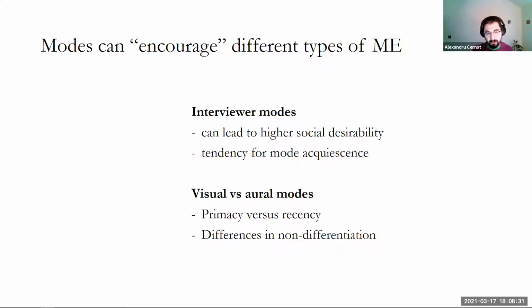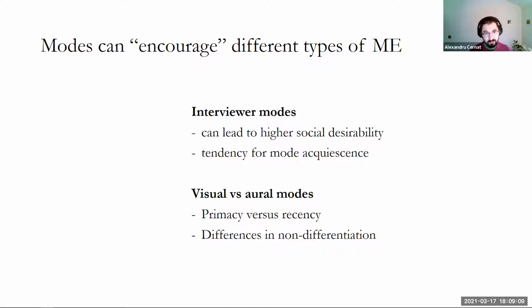And here, there's some research showing that we have primacy and recency effects. The primacy effect happens more in visual modes, with the tendency of respondents selecting the first categories, especially when you have a longer list, while recency tends to happen in oral modes like telephone, because people tend to remember more the last categories that were presented to them. Other issues are around non-differentiation. There are different patterns of non-differentiation for visual and oral modes.